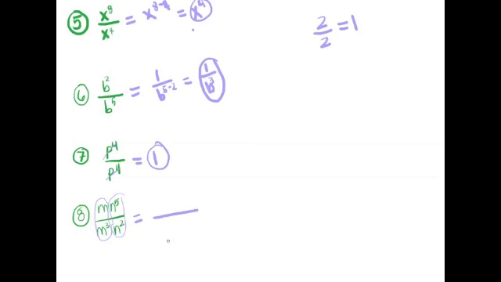Looking at the m's, which m is bigger, top or bottom? Bottom, right? So we keep the m right there, and then we subtract. Remember, when there's nothing written, that's really a mystery 1. So I have 3 minus 1 for the m's. Then for the n's, the bigger n is on the top, so I leave it on the top. 5 minus 2, and so I end up with n to the 3rd over m squared.